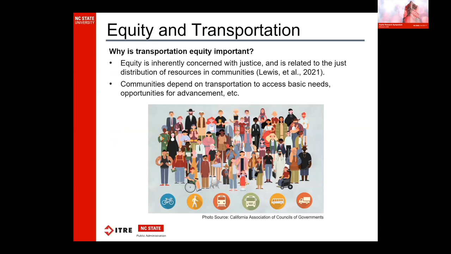So in terms of equity and transportation, why is it important? Lewis et al. talk about how equity is inherently concerned with justice. Because it's related to the just distribution of resources in communities, and transportation services and projects essentially are distributed across communities as a resource, it's inherently tied into them. Many people rely on transportation to get access to their basic needs and opportunities, connecting to things like education and jobs that help them advance in their lives.